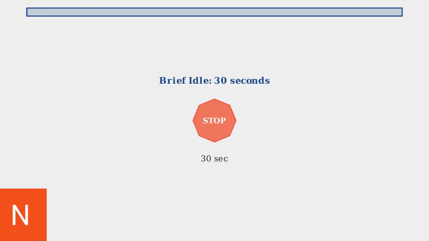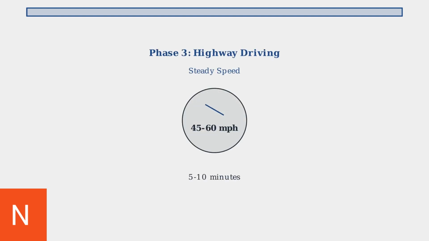After the low speed driving, stop and idle for 30 seconds. This brief pause allows the system to process the data collected during the previous phase. Phase 3 involves highway driving at a steady 45 to 60 miles per hour for 5 to 10 minutes. This sustained higher speed is crucial for completing the catalyst and evaporative emission monitors.